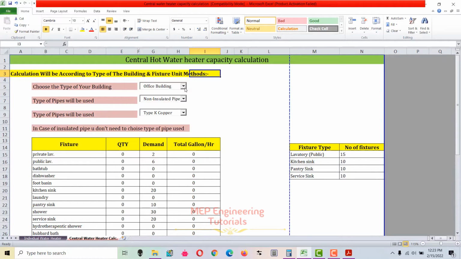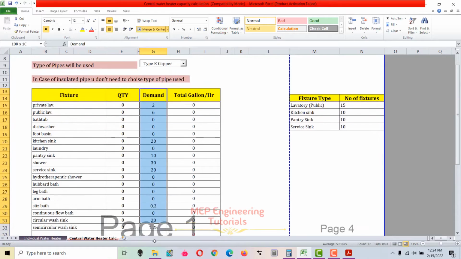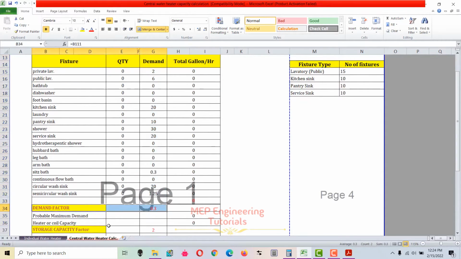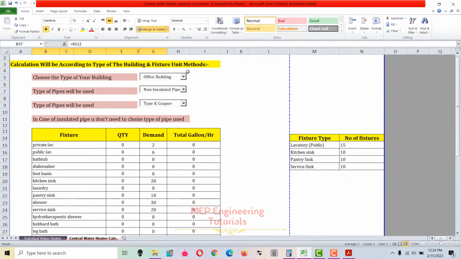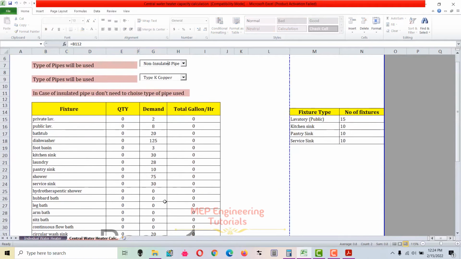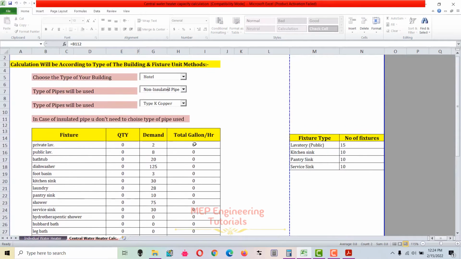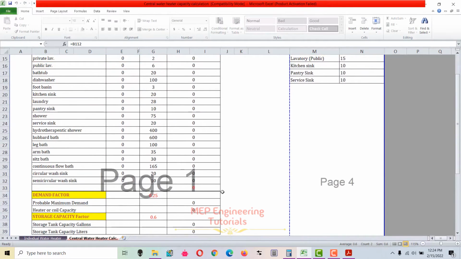So again, it depends on the type of the building. These table values, this demand factor and this capacity factor, depend on the type of the building which you select from here. There are a lot available here. If you select the hotel, this demand will change, as well as the demand factor and storage capacity factor. The same for school, if you select the school or hospital, it will change as well.